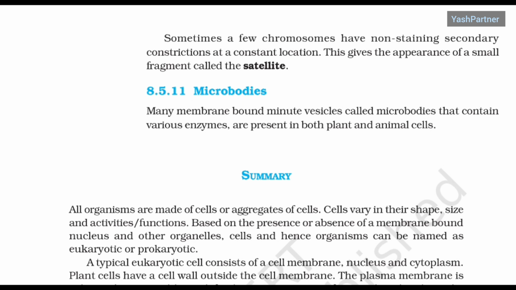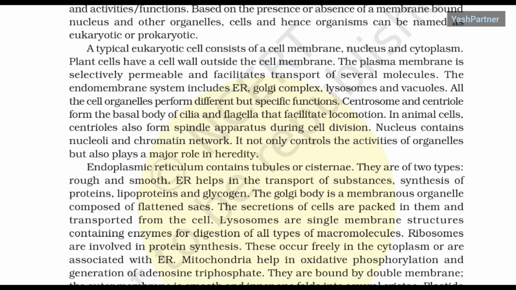Summary. All organisms are made of cells or aggregate of cells. Cells vary in their shape, size, and activities or functions. Based on the presence or absence of a membrane-bound nucleus and other organelles, cells and hence organisms can be named as eukaryotic or prokaryotic. A typical eukaryotic cell consists of a cell membrane, nucleus, and cytoplasm. Plant cells have a cell wall outside the cell membrane. The plasma membrane is selectively permeable and facilitates transport of several molecules.